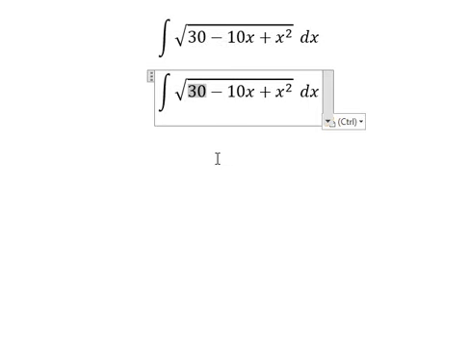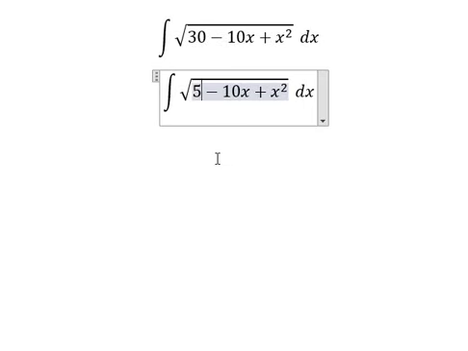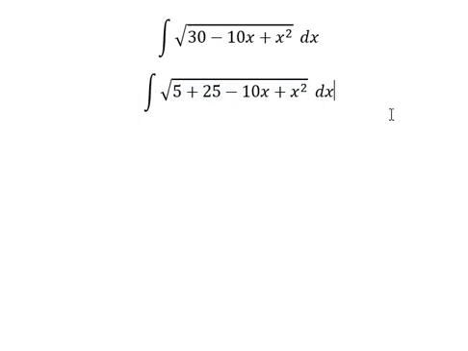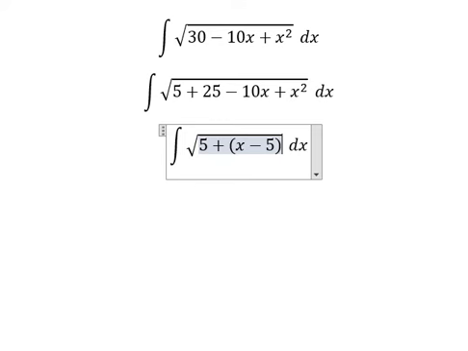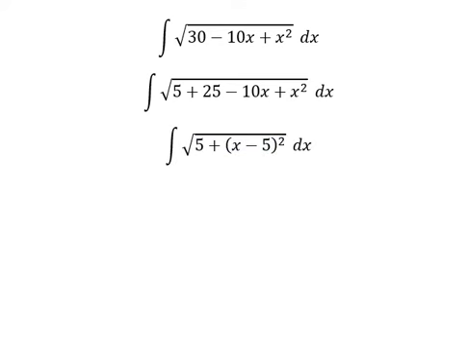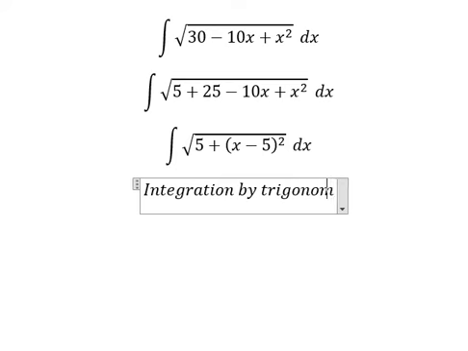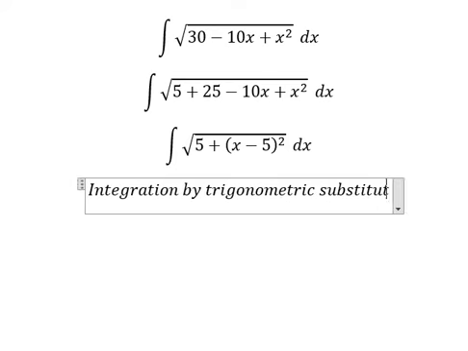About 30 we can put into number 5 plus 25. This one is about identities. So we can use integration by trigonometric substitution.